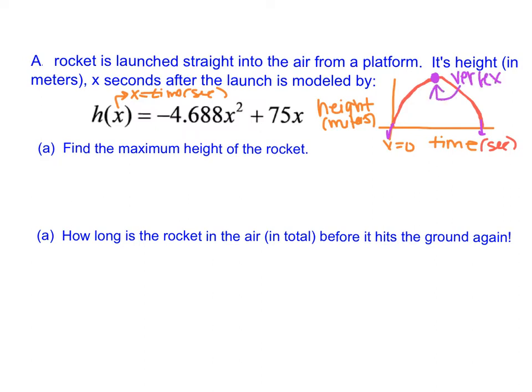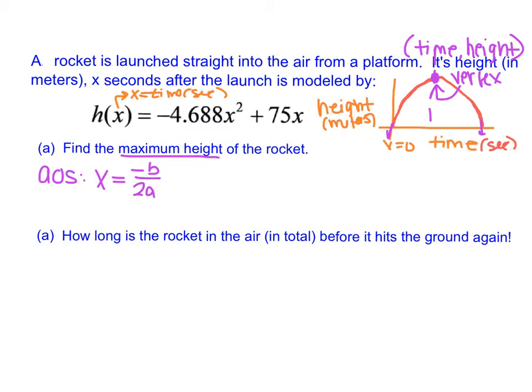So if we can find our vertex point, we can find the maximum height, because remember, time is x and height is y. If we can find our y-coordinate, our height, we can find what our height is at that vertex point. So to find our maximum height, we need to find our vertex, and to find our vertex, we need to find our axis of symmetry. So we're going to start by finding our axis of symmetry using our axis of symmetry equation. Remember, we have x equals negative b divided by 2 times a.